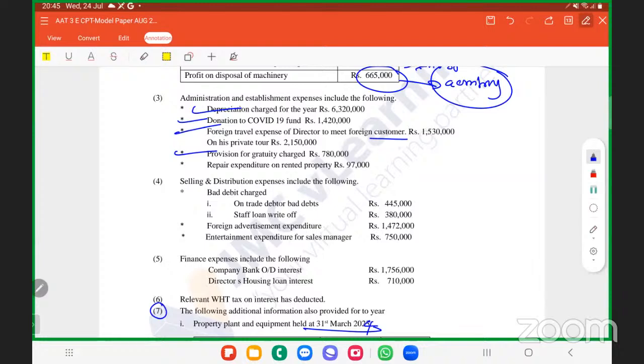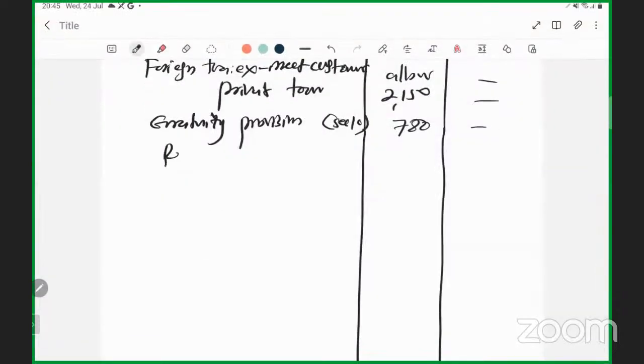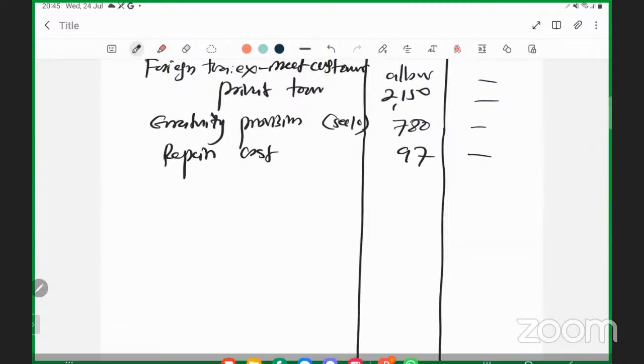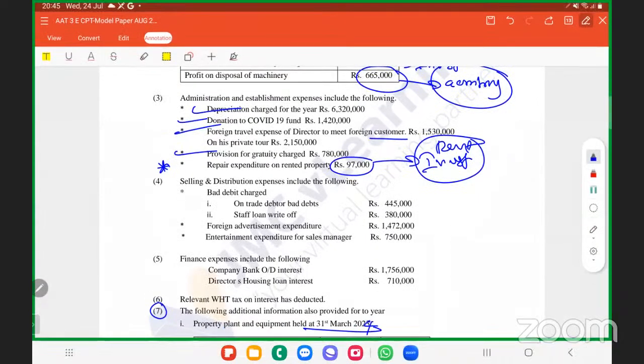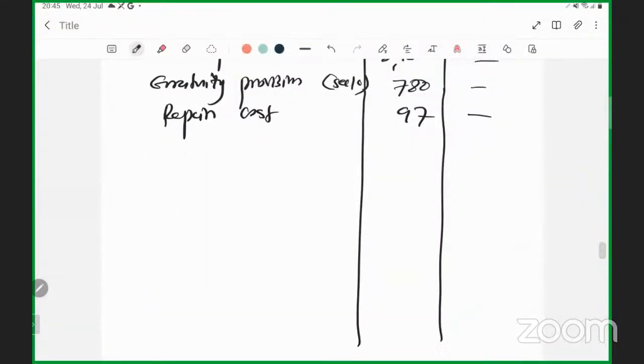Here, the repair expense on the rented property. The rented property is not a business asset, that is an investment. Therefore, this 97,000 you can deduct from the investment income, that rent income, but you cannot deduct this under the business. Normally repair cost you can deduct, but here why you can't? Because that is incurred for the rented asset, that is rent income, but you can deduct this from rent income.